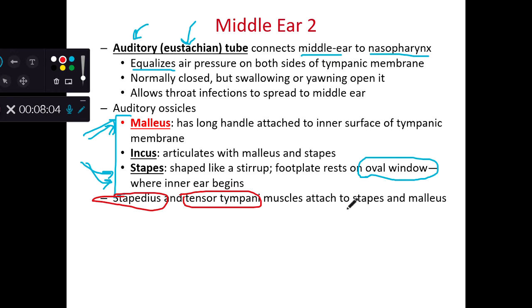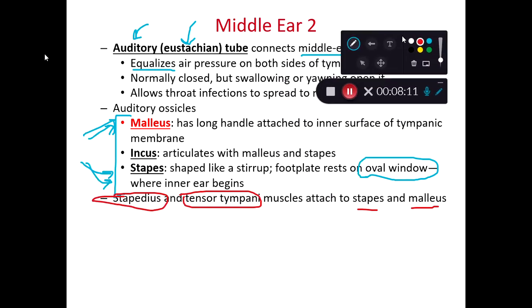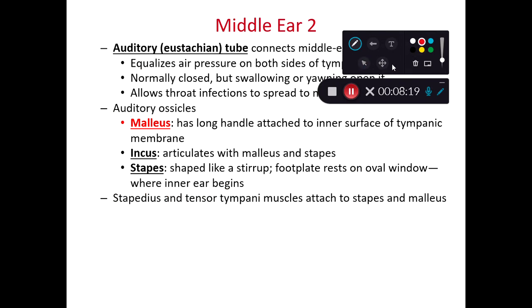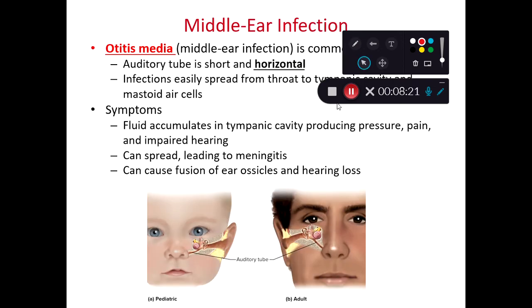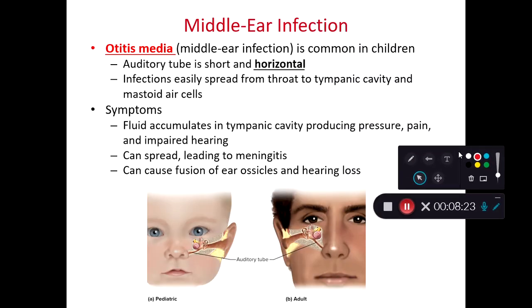And these muscles are going to attach to the stapes and the malleus and allow for them to be regulated. So they help to upregulate or downregulate the amount of sound that we're hearing or perceiving as our eardrum, or tympanic membrane, oscillates.